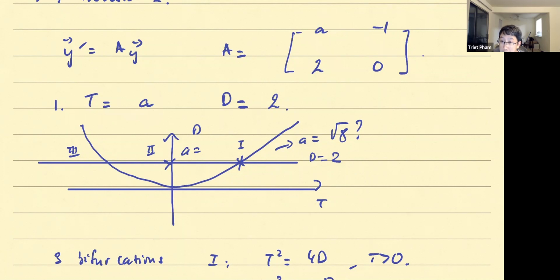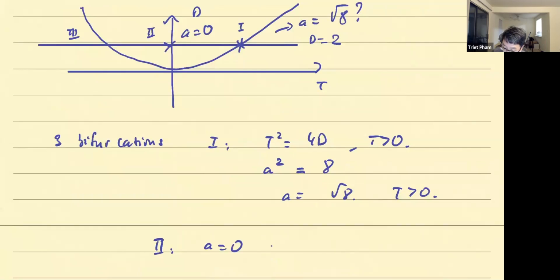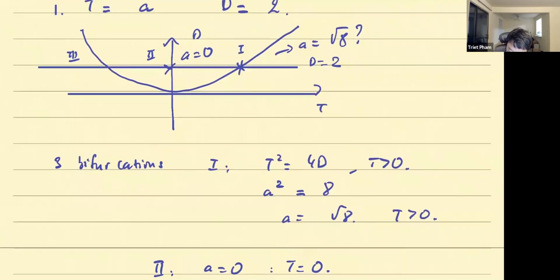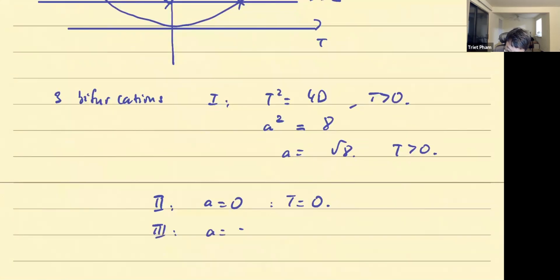All right. So yes, the second part is exactly a equal to 0, because that's exactly t equal to 0 there. And the third part, I think it's obvious: a is minus root 8. Are we okay? Any question?